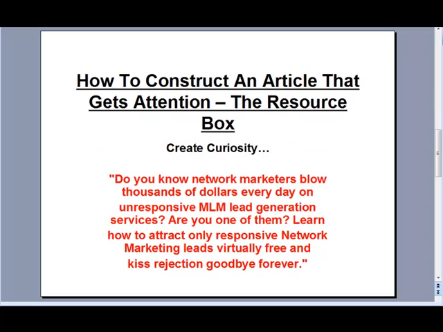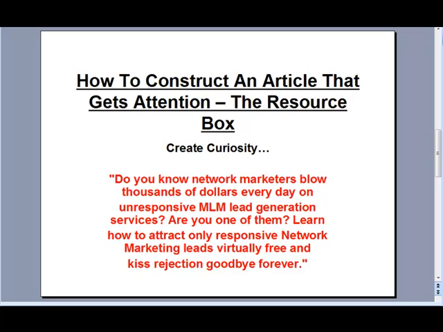Very, very important. You've got to create curiosity. There are two types of resource boxes I like to write, and one of them is creating curiosity. Something like this, using the network marketing theme. Do you know network marketers blow thousands of dollars every day on unresponsive MLM lead generation services? Are you one of them? Learn how to attract only responsive network marketing leads virtually free and kiss rejection goodbye forever.